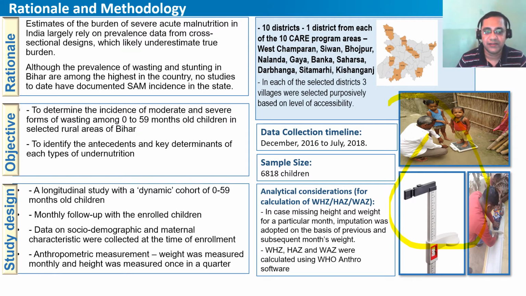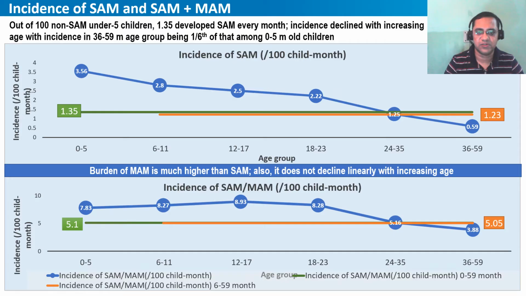And regarding the analysis, some imputations were made to account for the missing weight and height values. However, if a child had more than 2 consecutive missing values, then their values were not imputed. And we use the standard WHO dataset for calculating the z-score.